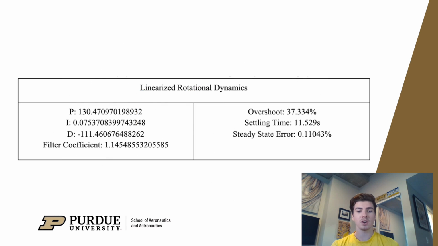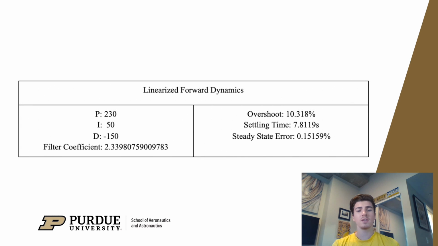For the rotation, the overshoot is 37.334%, settling time is 11.529 seconds, and a steady-state error is 0.11043%, with proportional gains of 130.47, integral gains of 0.3264, and a derivative gain of negative 111.46 with a filter coefficient of 1.145.